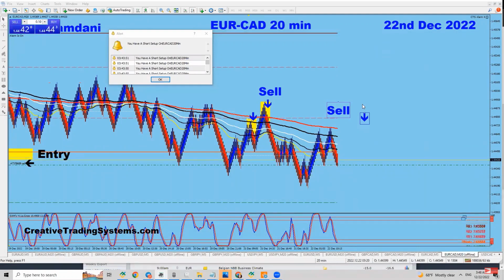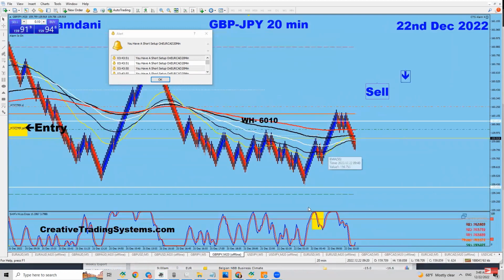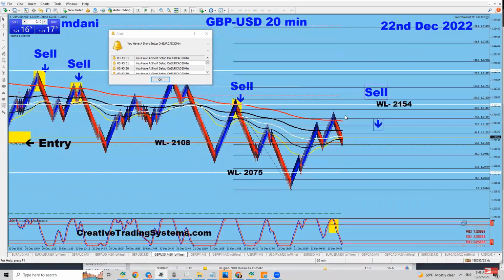So this is what's going on right now. I took the EuroCAD, pound CAD, and here the pound yen. It's just a little off, but I know the pound is going to get weaker, so I said, let me just take it and see what happens. And then pound USD is also coming down here. Yellow is just above the black, but that's okay. Let's see what happens.